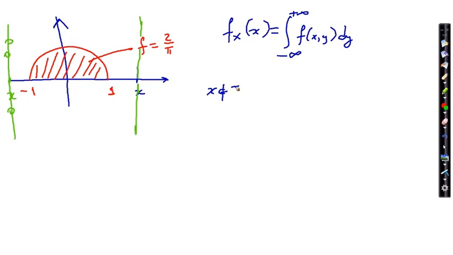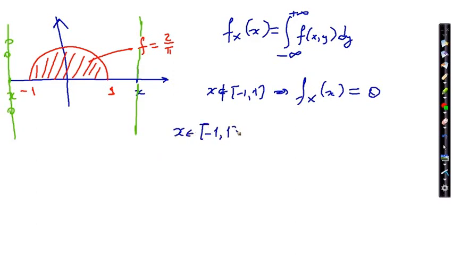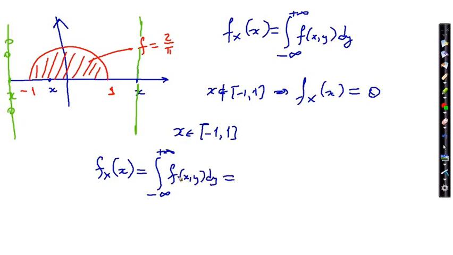If x is not in minus 1, 1, then fX of x is 0. Now it remains to consider the case when x is between minus 1 and 1. This is the interesting case. So if my x is here, say x is here, then the marginal PDF of x will be the integral from minus infinity to plus infinity of f(x,y) dy, and I need to integrate over the whole line passing through this point x and parallel to OY.